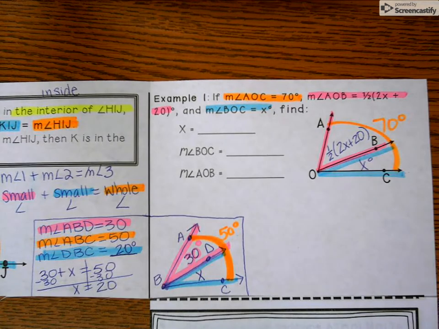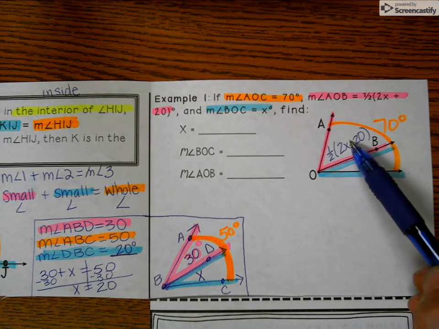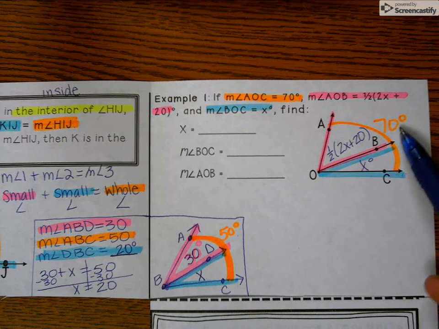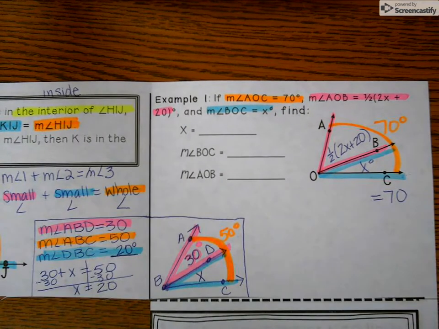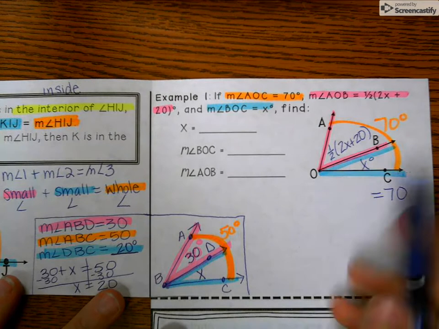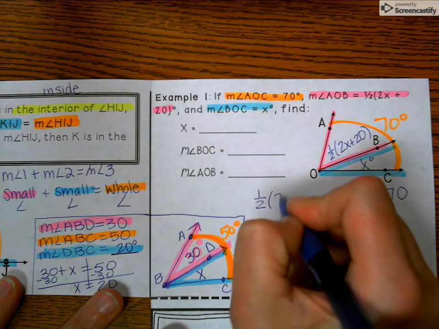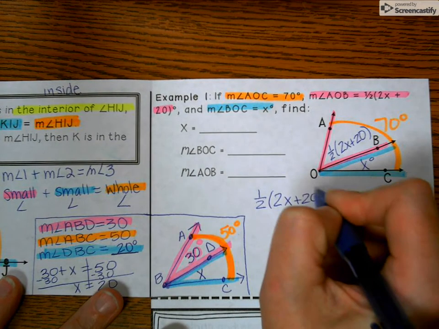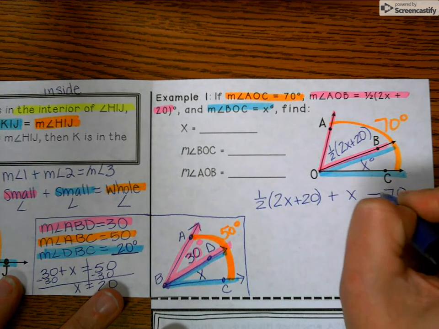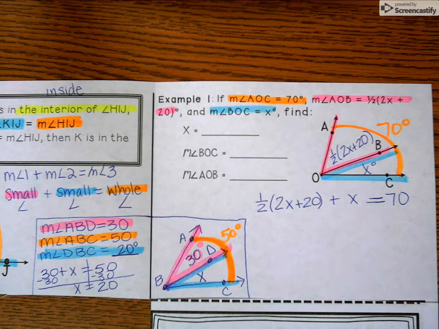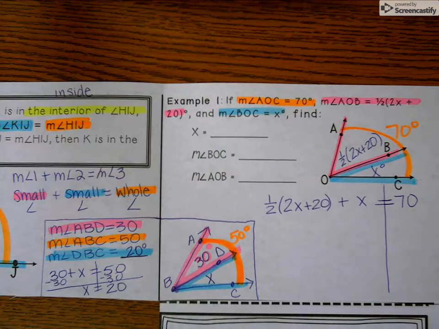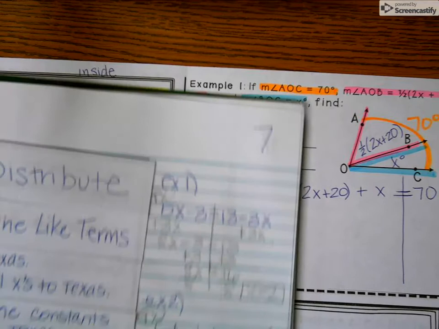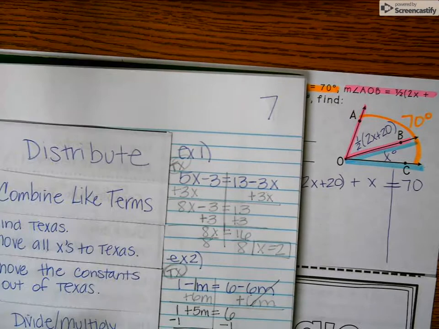And now what do I know? I know that the pink angle plus the blue angle equals the orange angle, or 70 degrees. I know I can put equals 70 at the end. They equal 70 degrees. And I can add these two together. 1/2 of 2x plus 20 plus x equals 70 degrees. And now I'm going to pull out my foldable on page 7, and I'm going to decide how to solve this equation. So what do I need to do first?